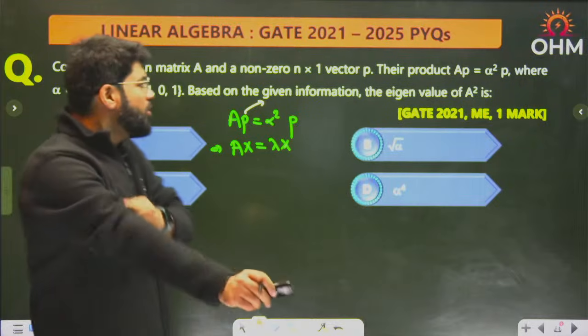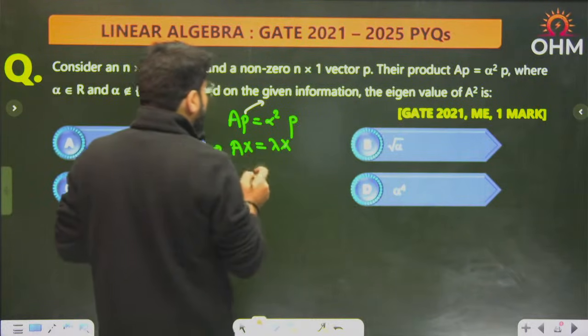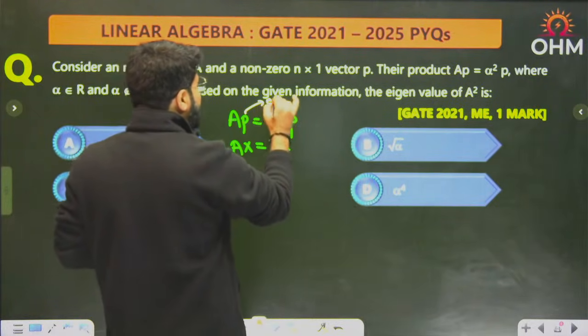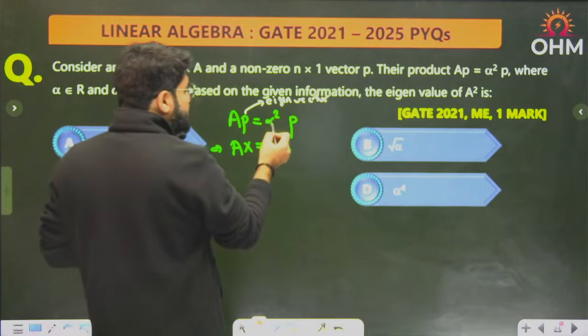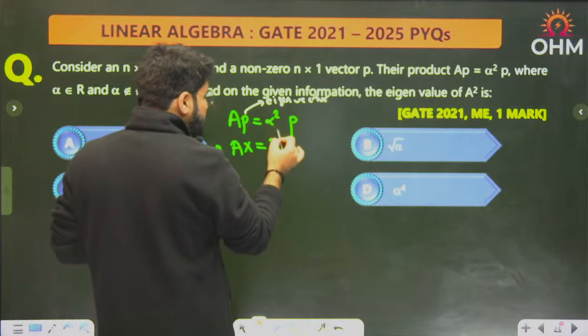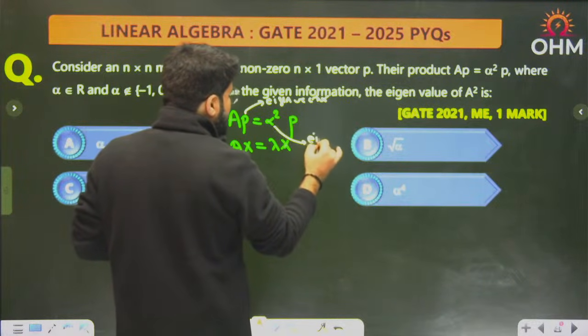Okay, students. So what I was telling you, AP equal to alpha square P, where alpha square is eventually some number. It is like the relation AX equal to lambda X. That means the given vector P is the eigenvector, and the answer is proportional to P. What is that proportionality number? Alpha square, that is the eigenvalue.